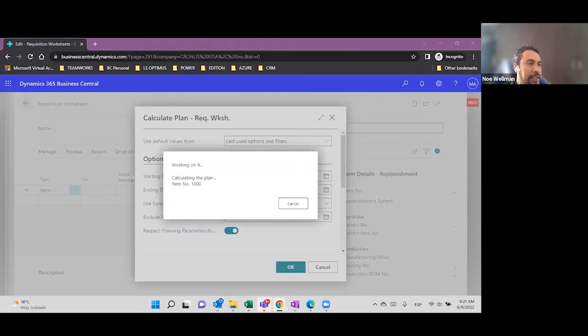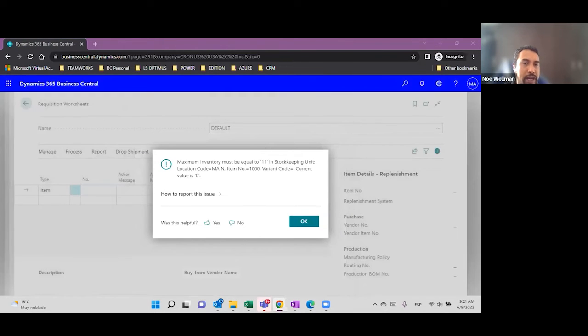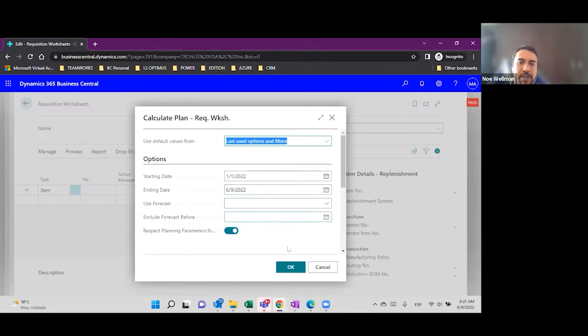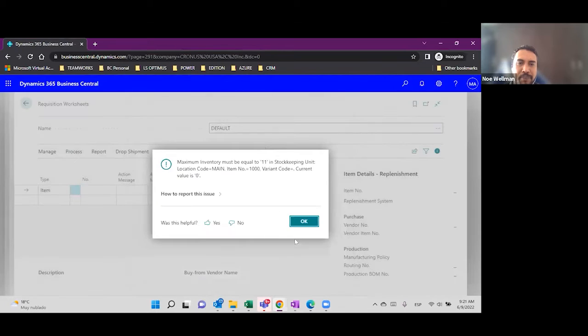Now, this is also going to give us information about which items are respecting the planning parameters, right? We identify the planning lines to be triggered. And I have an issue where the maximum inventory for some of my items is not working. Let me verify which one has an issue. That happens sometimes, by the way, it's not a problem. Stockkeeping unit main, item 1000, location main.